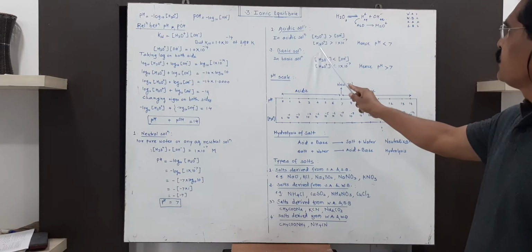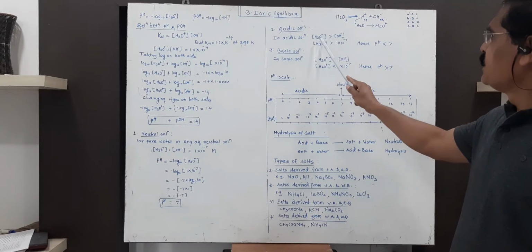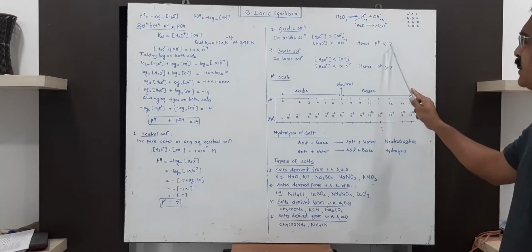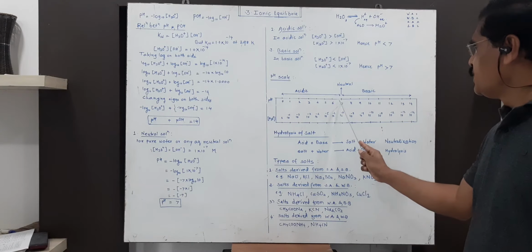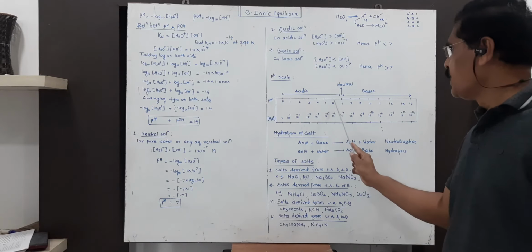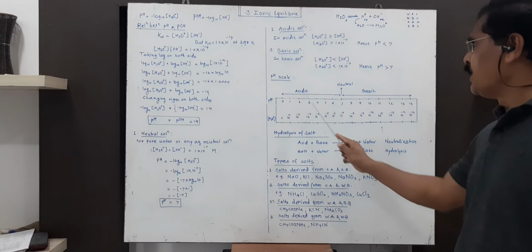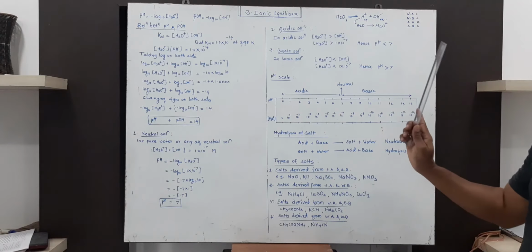Here we have seen that in case of an acidic solution, pH is always less than 7. So pH is less than 7, that is 6, 5, 4, 3. These solutions from pH 0 to 7 are acidic in nature.